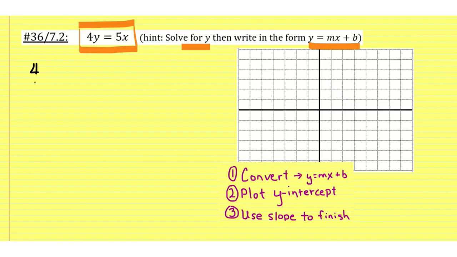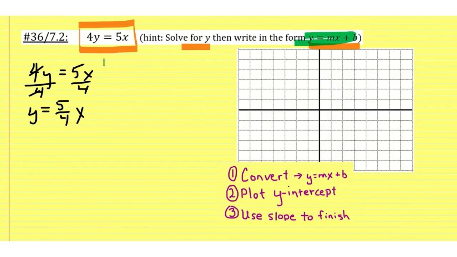Okay, so let's go ahead and solve for y, which will convert it to the slope-intercept form. So 4y is equal to 5x. And I want to get the y by itself. So I'm going to divide everything on both sides of the equal sign by 4. These two 4's will cancel out. And then I end up with y is equal to 5/4 x.